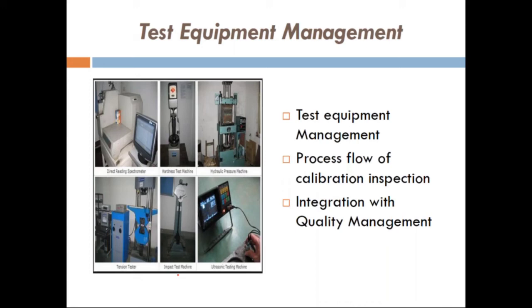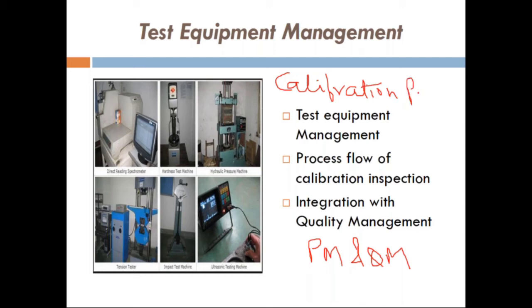Okay, so this test equipment management has integration with the QM module, PM and QM. I observed that most of you are already working on QM, so you might have heard of this functionality called calibration inspection in your QM. In PM, they call it test equipment management. So what is this? Simple. It's more or less like preventive maintenance only.